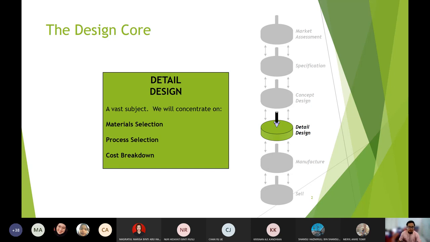So in our subject, how we apply this with material selection. In our case, I'm trying to relate it with the selection of materials, also selection of process, and finally how cost is broken down.